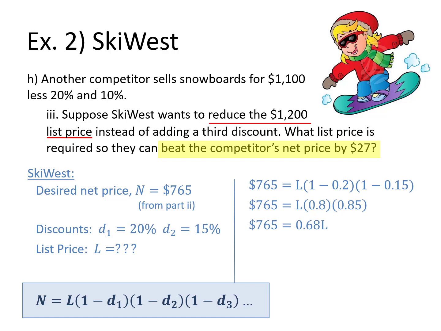Now to isolate list price, it's being multiplied by 0.68. So I need to do the opposite and divide both sides by 0.68. And we can see the 0.68s on the left-hand side cancel each other out. I have list price is 765 divided by 0.68, or 1,125. And if Ski West uses 1,125 as their list price with their 20% and 10% discounts, they are going to have a lower net price than the competitor. In fact, their net price is going to become $765.